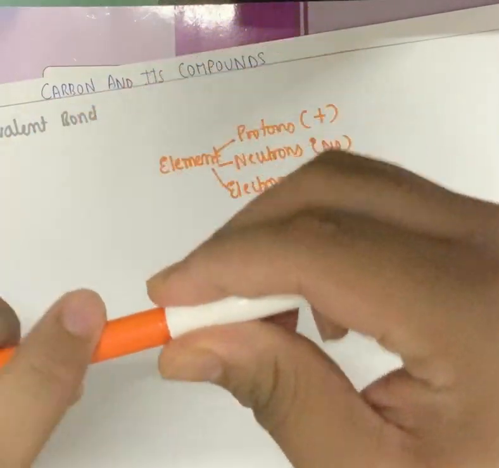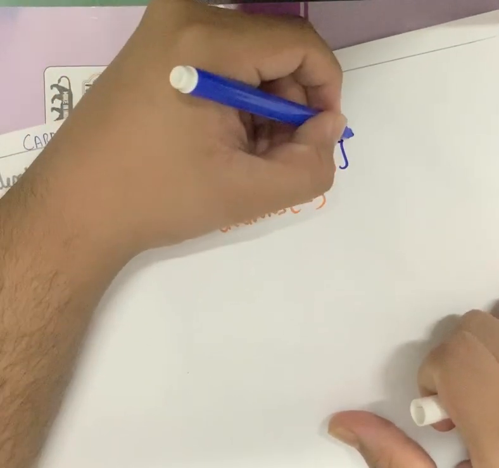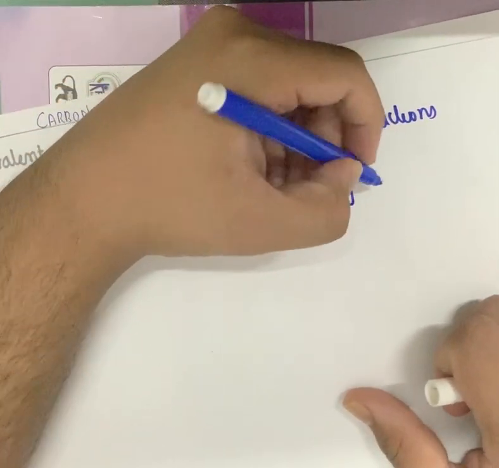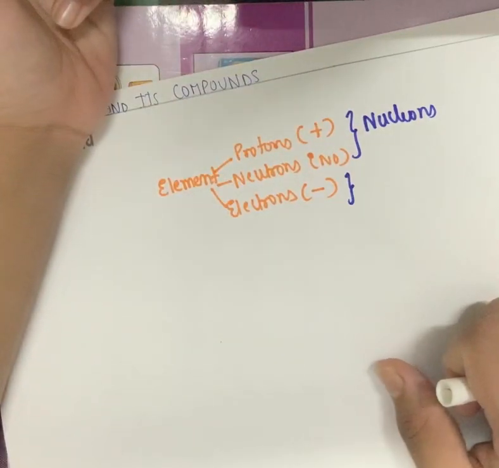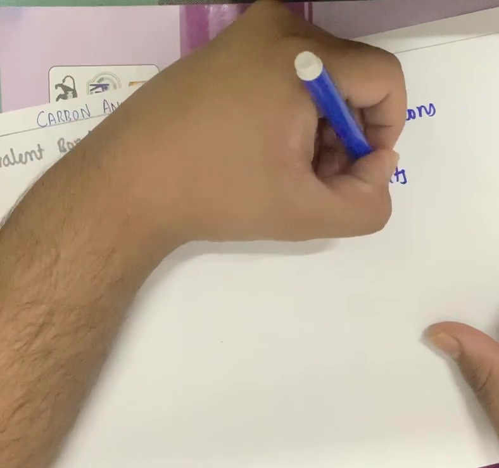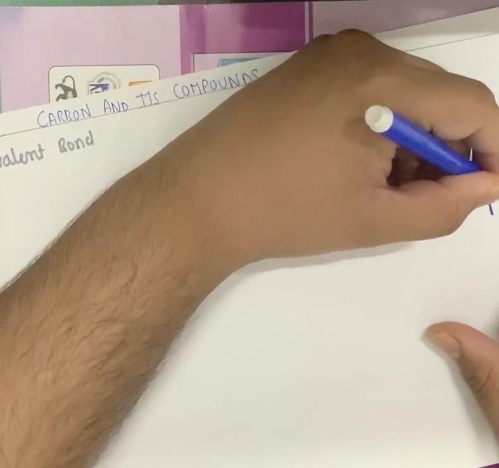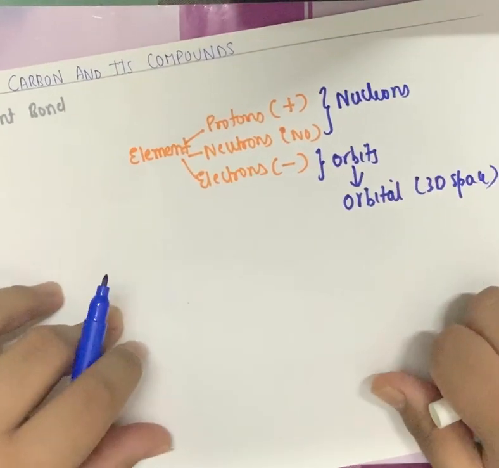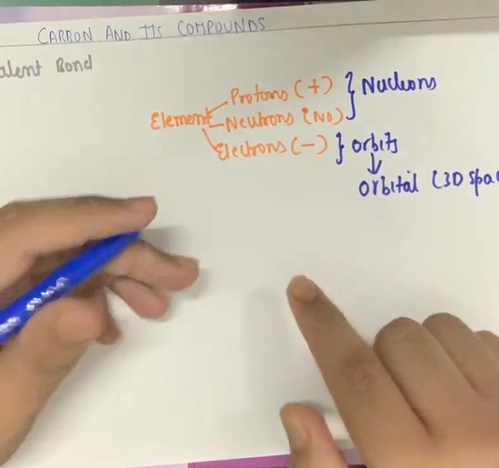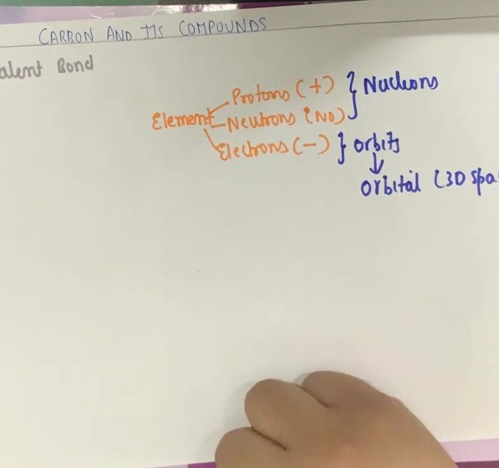Now, the protons and neutrons are found in the nucleus, so they are called nucleons, whereas electrons are found in orbits which are revolving around the nucleus in 3D spaces, which are called orbitals. So this particular chapter deals with this concept only, applied to many carbon compounds.